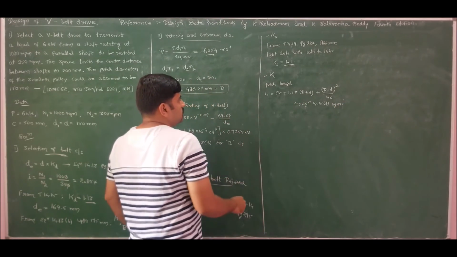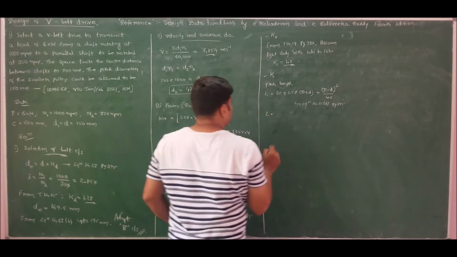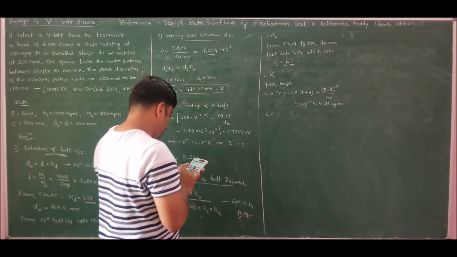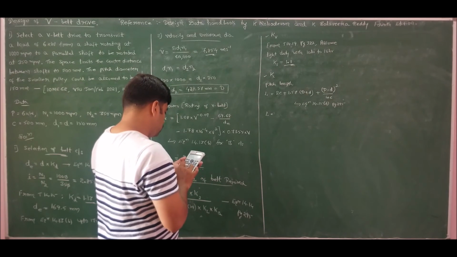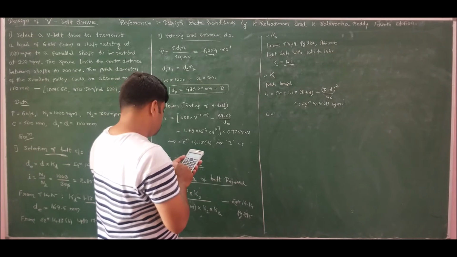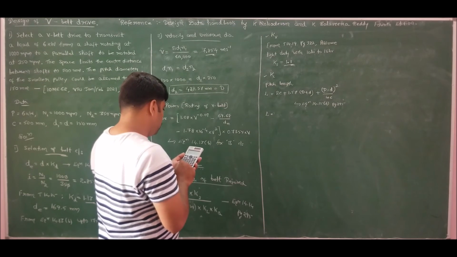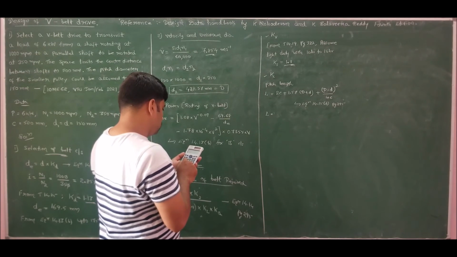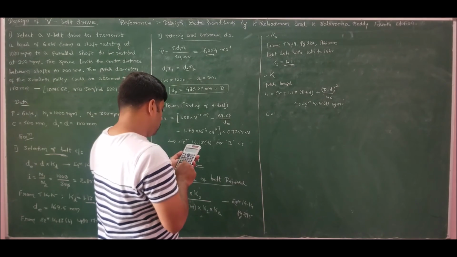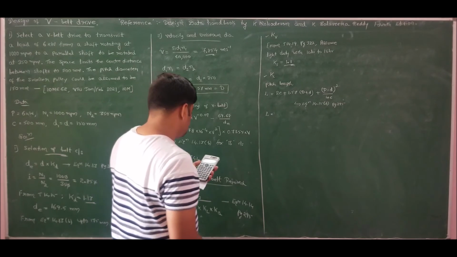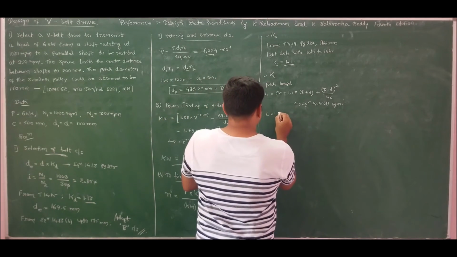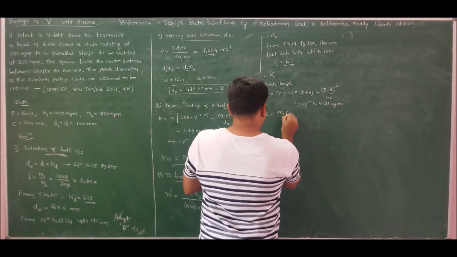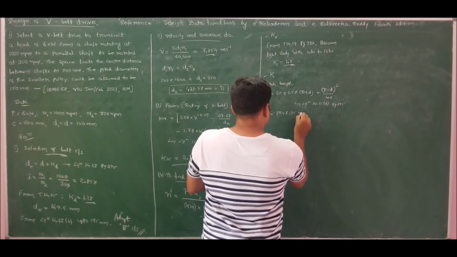So now we know all the values. If I substitute and solve, I'll get the value of L as 2 times center distance is 500 plus 1.57 times capital D is 428.57 plus small d is given as 150 plus capital D is 428.57 minus small d is 150 square divided by 4 times 500 is the center distance. So therefore I'll get pitch length as 1947.15 mm.